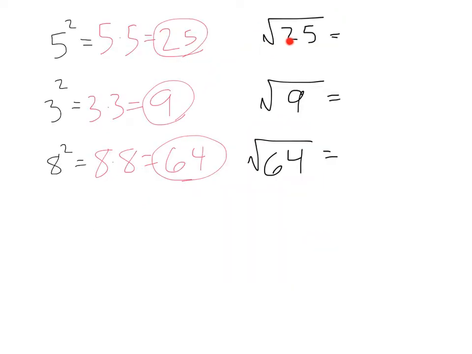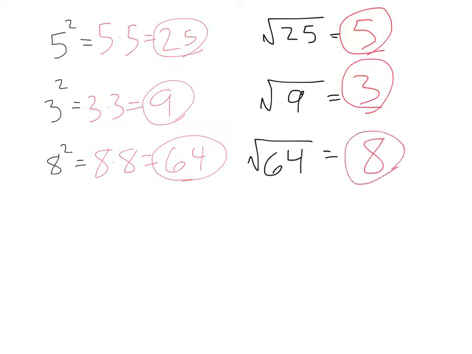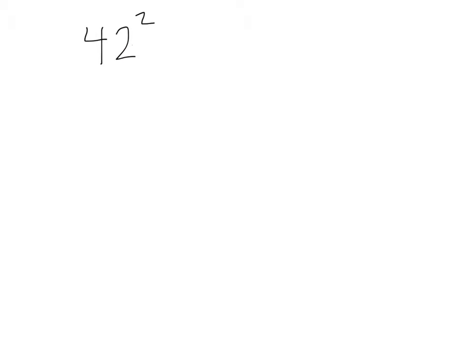Taking a square root of a number is just the opposite. Instead of multiplying by ourselves, we're going to find out what two numbers multiply to give us the number inside the root. So, square root of 25 will equal 5, because 5 times 5 is 25. Square root of 9, that's 3 times 3, so that's going to equal 3. And square root of 64, we saw was 8 times 8, so square root of 64 is going to equal 8.